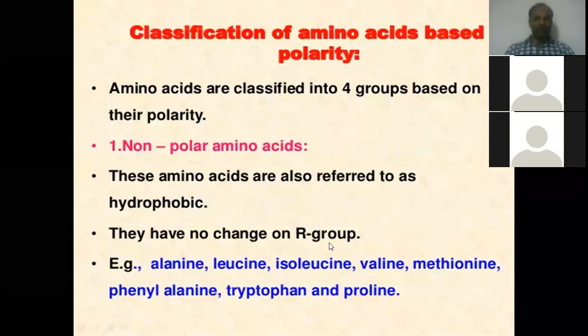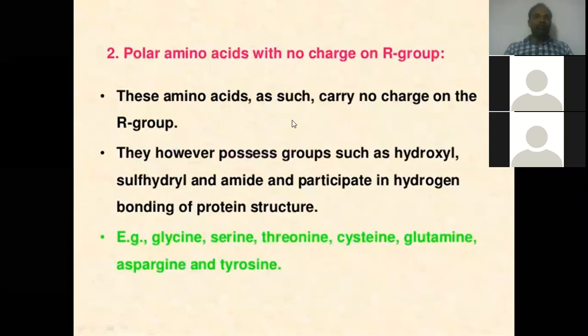ठीक है, R group में ज़्यादा changes नहीं करेंगे. For example, alanine, leucine, isoleucine, valine, methionine, phenylalanine, tryptophan, and proline. So these are the examples of non-polar amino acids. Now come to the polar amino acids.